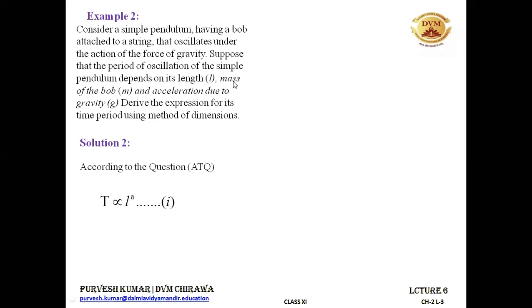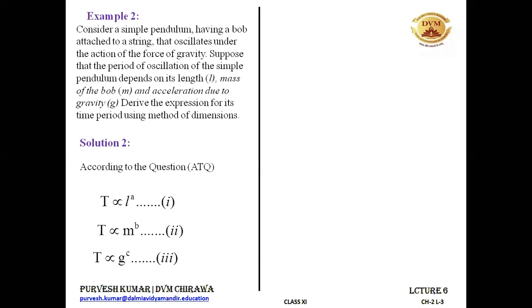Secondly, it is depending on the mass. So we should be writing T proportional to M to the power B, and it is our equation number 2. Now, this capital T also depends on acceleration due to gravity, that is small g. So we can write T proportional to g to the power C. This is our equation number 3. All right. Now, combining equations 1, 2, and 3, we can write T proportional to L to the power A, M to the power B, and g to the power C.